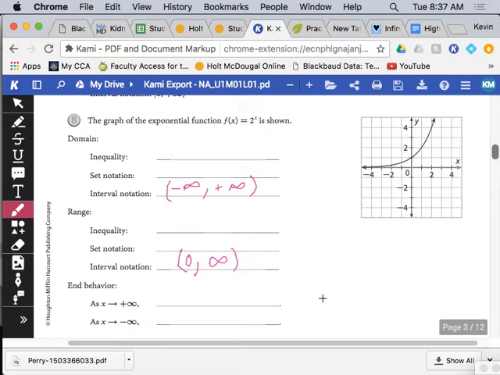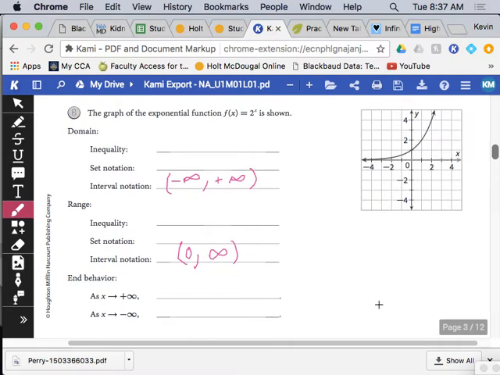Okay. And then scrolling down a little bit here, we have our end behavior. As x goes to positive infinity, as I'm going to the right, what is my function doing, class? Increasing, right? So what does that mean? Someone raise your hand. My function is going to what? Yes, Doug? Positive infinity. Good job. So as x goes to positive infinity, my function f of x also goes to positive infinity.